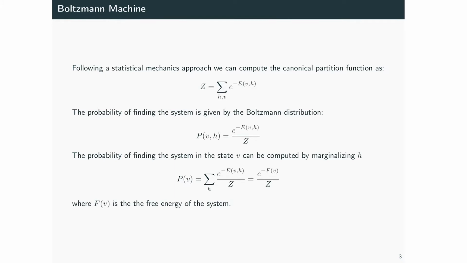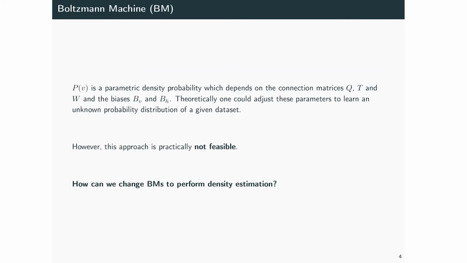And if we are only interested instead in finding the probability of having a specific state V, we can simply marginalize the variable H. So we can sum over the hidden nodes H, and we get a final expression of this form where F(V) is the free energy of the system. So as I show you, the expression for P(V) is a parametric probability density, which depends on the value of the connection matrices, so Q, T, W, and the biases BV and BH.